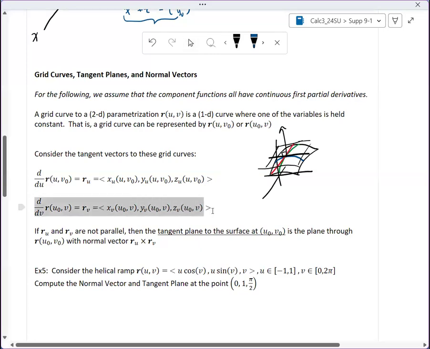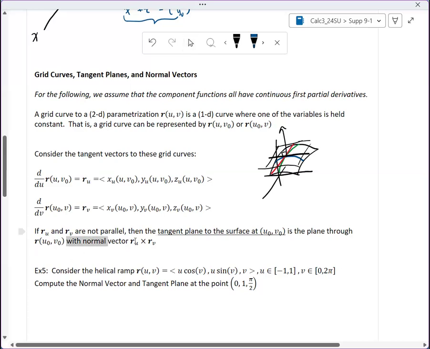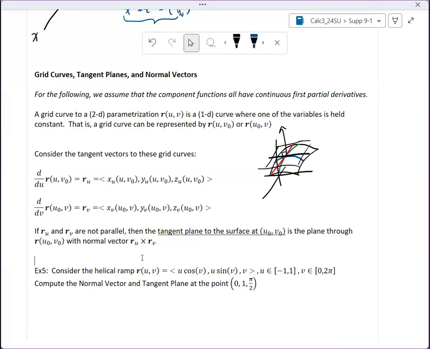And then similarly, if we go along the other grid curve, we just allow the other variable to vary and take the partial derivatives with respect to the other variable, in this case v. And if r_u and r_v are not parallel, then we say the tangent plane to the surface at the point u naught, v naught, going through r of u naught, v naught, this point of interest where we're taking the derivatives, has the normal vector r_u cross r_v, dr du cross dr dv.